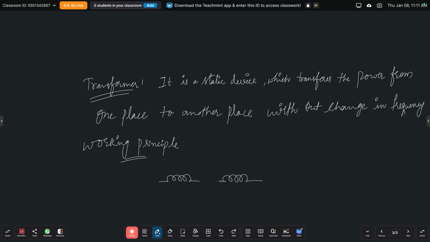In an easy way, we can understand this concept in an elementary form. It consists of two inductive coils, which are electrically separated but linked through a common magnetic circuit. Having a high mutual inductance, the two coils are linked by a common magnetic flux path of low reluctance. These coils are wound on a laminated core of a magnetic material.